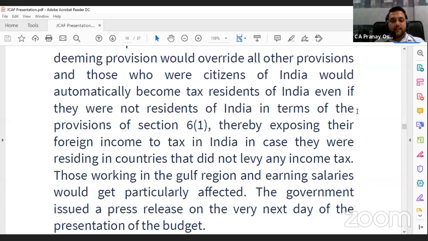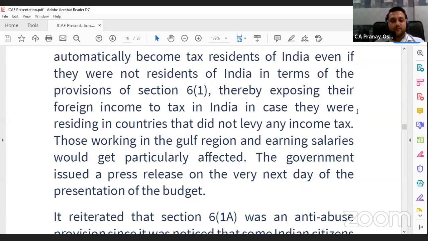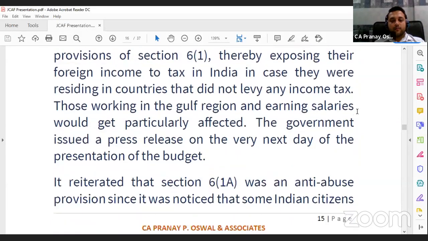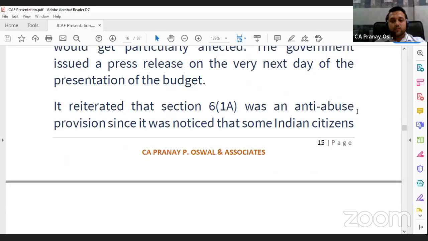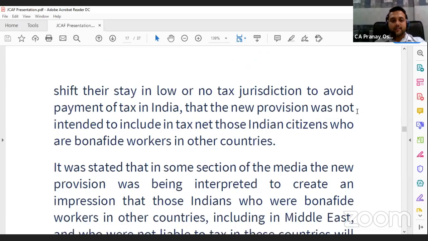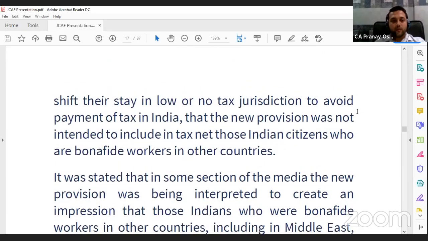On the next day, immediately, the government issued a press release for clarification on the budget presentation. The release was as follows. It reiterated that section 6(1)(a), which began with notwithstanding anything contained in any of the provisions of the act, was an anti-abuse provision, since it was noticed that some Indian citizens shifted their stay to low or no tax jurisdictions to avoid payment of tax in India, and that the new provision was not intended to include in the tax net those Indian citizens who are bona fide workers in other countries.